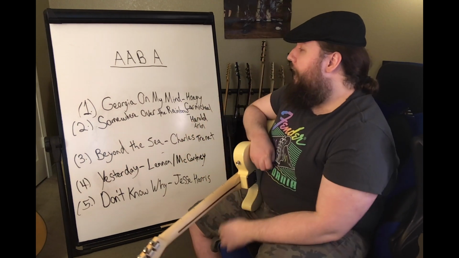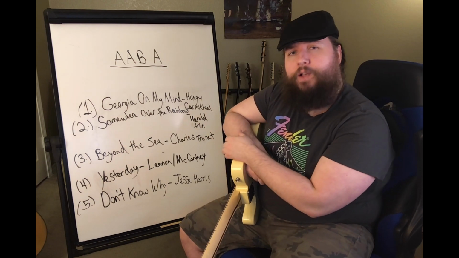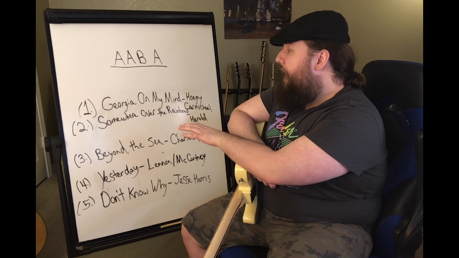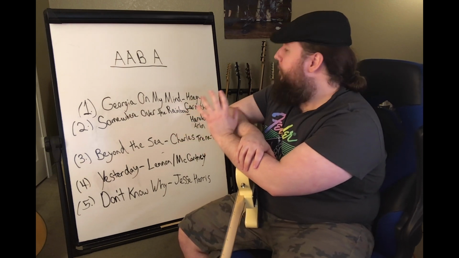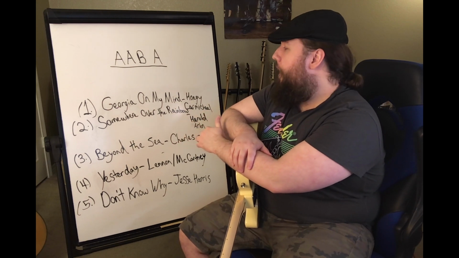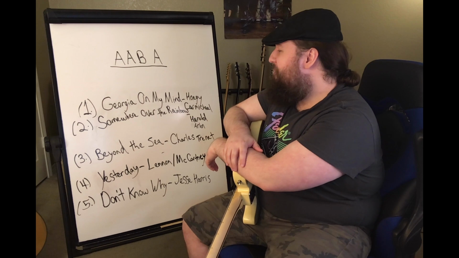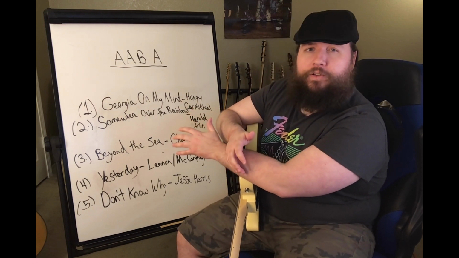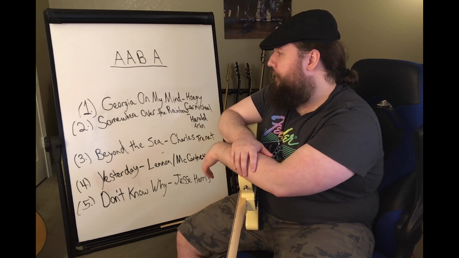So Georgia on My Mind is number 1. It employs an AABA song structure. It's originally composed by Hoagy Carmichael. And you're probably wondering, unless you're a big music buff, who is Hoagy Carmichael? Well, that's the original composer, of course. But who you're going to know with Georgia on My Mind is Ray Charles. He made it into a smash hit. I think it was the 1970s. He made it into a smash hit, Georgia on My Mind.